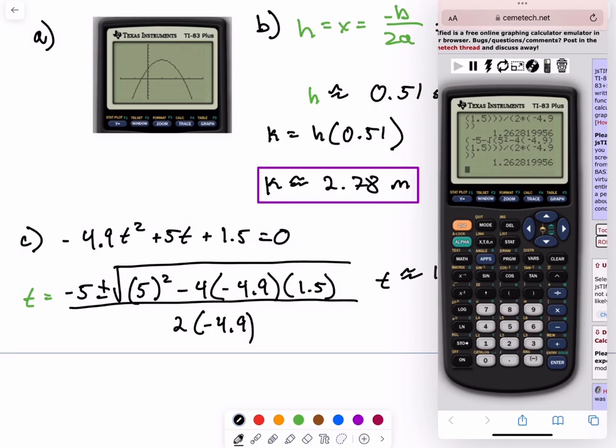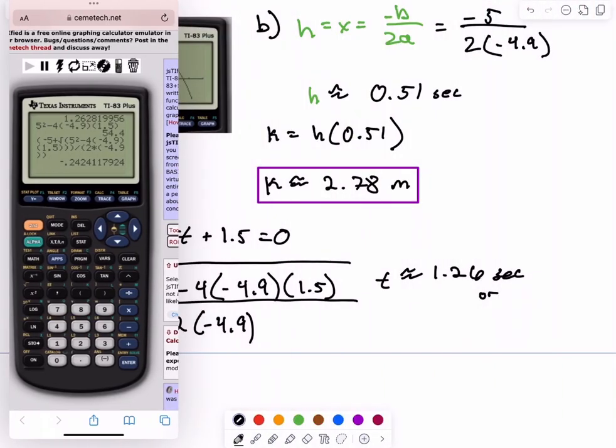Let me check this discriminant. So that's going to be 5 squared minus 4 times negative 4.9 times 1.5. It's 54.4. Why are we getting the same result? Oh, because I didn't change it to a plus. Yeah, that's why we're getting the same result. Right here, that needs to be a plus. I thought I did, but I guess I didn't. Okay, and there's the negative. I was like, one of these should be negative. Okay, so we got it.